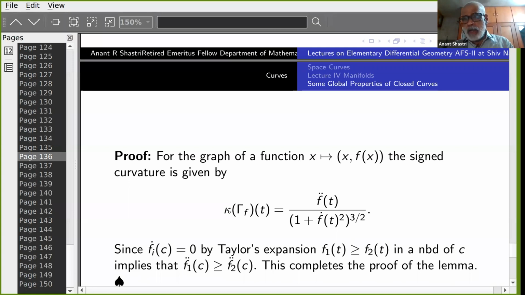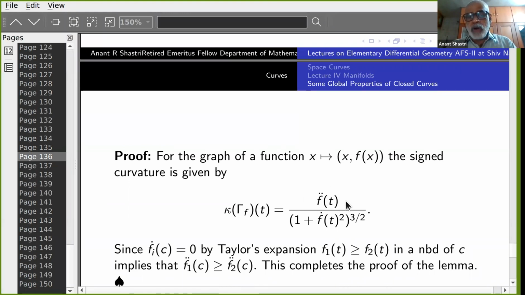The first non-vanishing term in the expansion determines the sign of the whole thing in a small neighborhood. So this is the elementary analysis of Taylor's expansion. Since the first term for both of them are equal, namely the 0th term, and the second term, the first derivative, is 0, it is the second derivative which determines the sign.